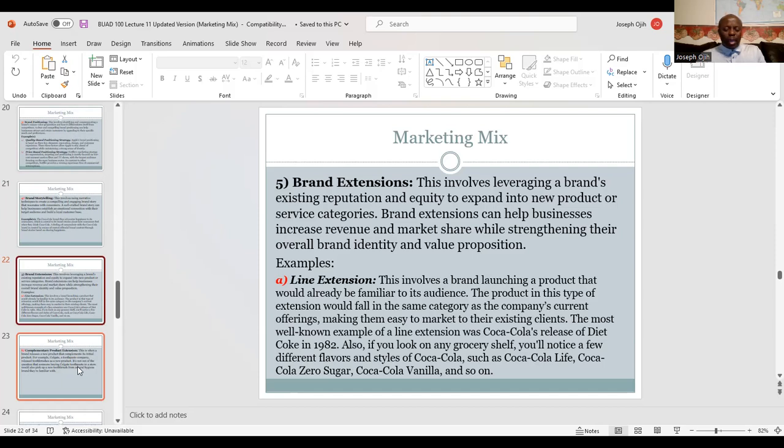Now there are actually two types of extension. There's line extension. In this case, the company that owns the brand launches a new product that the audience will already be familiar with. A good example is when Coca-Cola released Diet Coke. People know that Coca-Cola is already a very popular company, and so it was not difficult for them to sell that.